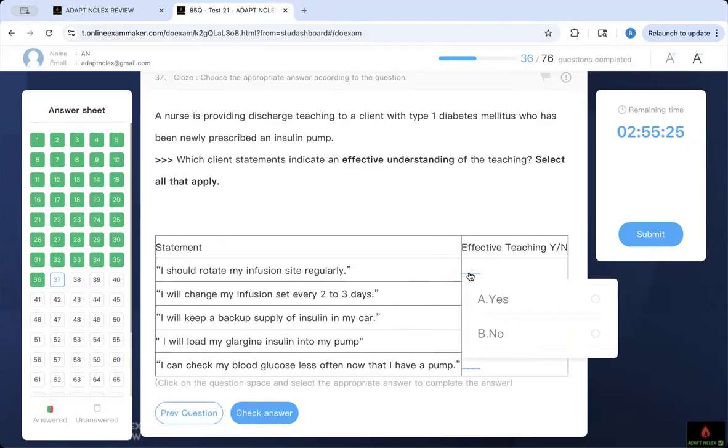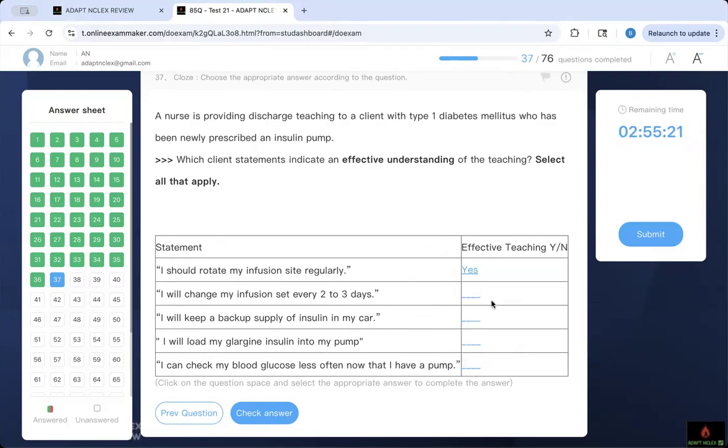You should rotate it. Effective. You should change the infusion set every 2 to 3 days. Effective. Insulin should never be kept in the car, right? Heat. They don't like heat. Therefore, not effective.